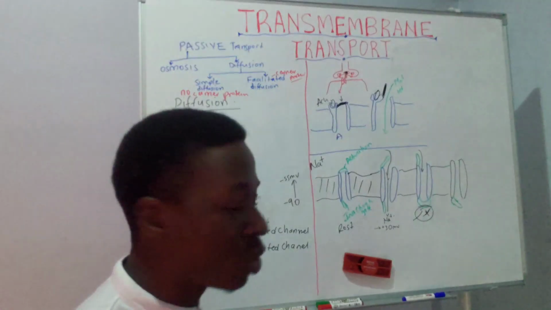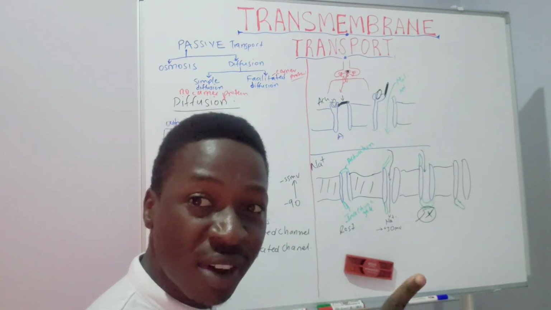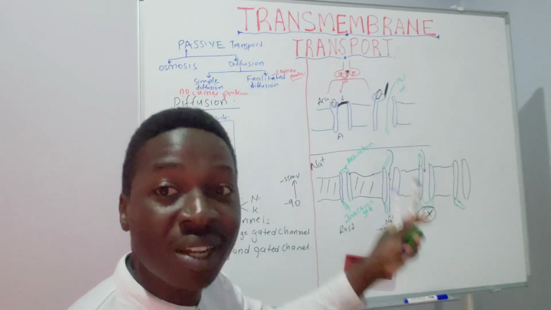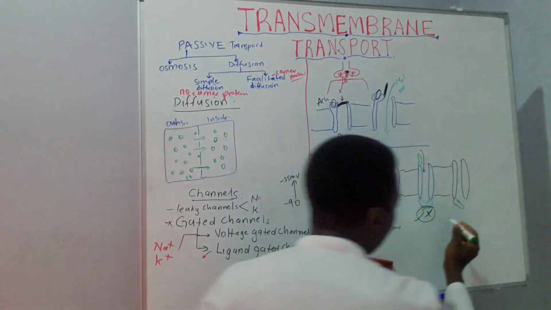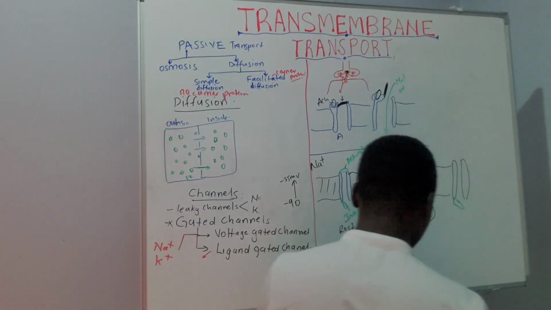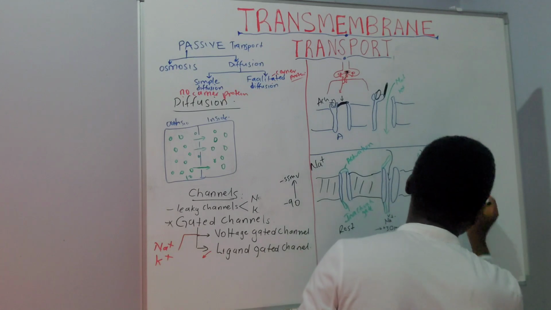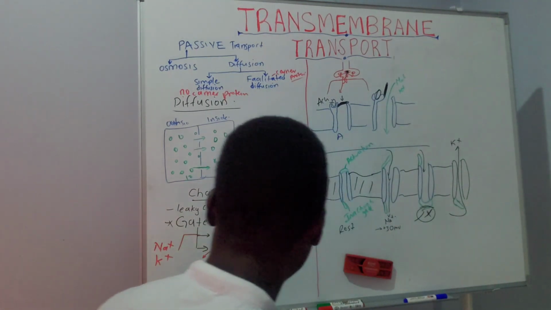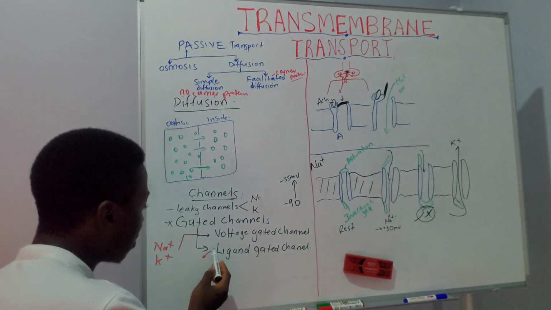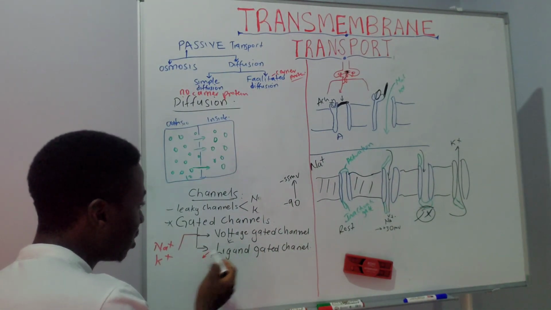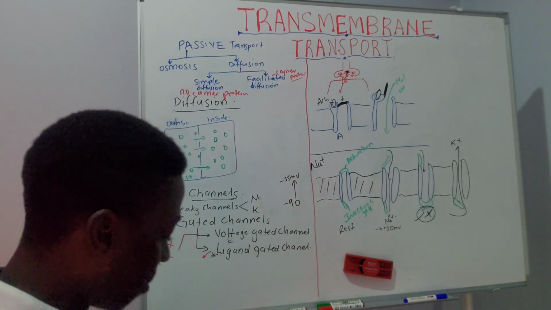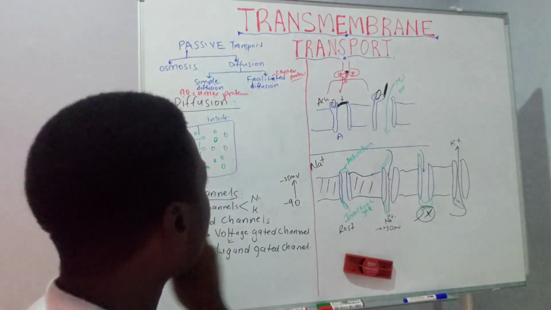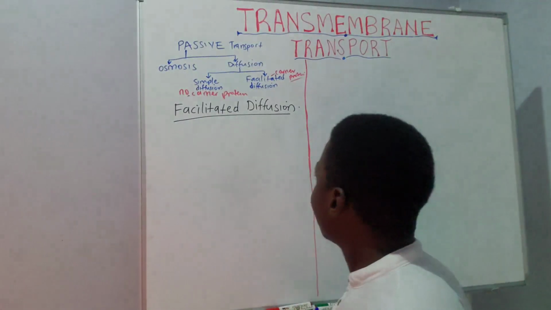The only difference between these two channels is that the sodium channels, as I've already said, open very fast, whereas the voltage gated potassium channels open slowly. So this channel opens and then we have an efflux of potassium ions. So that's what this is all about: the ligand gated channel, the voltage gated channels, and, as already talked about, the leaky channel. So this brings me to the end of simple diffusion. Let's look at facilitated diffusion.